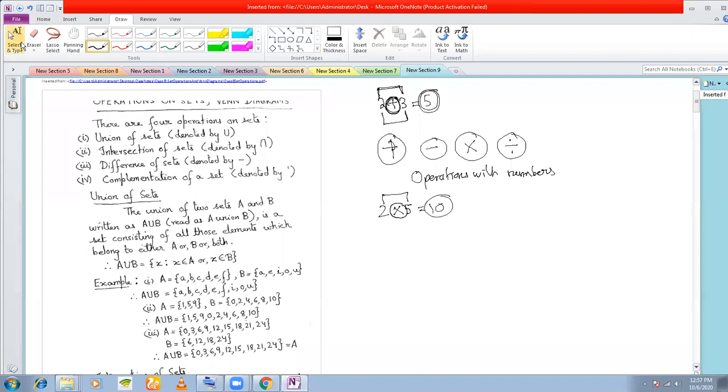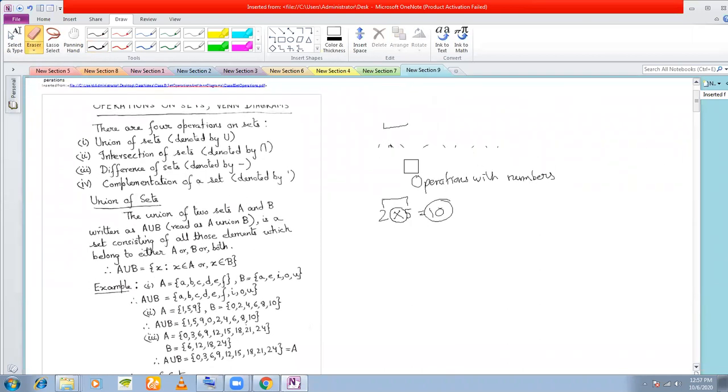But what kind of operations do we have on sets? Sets are not necessarily numbers. Sets can consist of letters also, symbols also, your names also. Each of your names can be elements of a set. Then what kind of operations can we have on sets? These are very different kinds of operations, but they work in a similar manner.